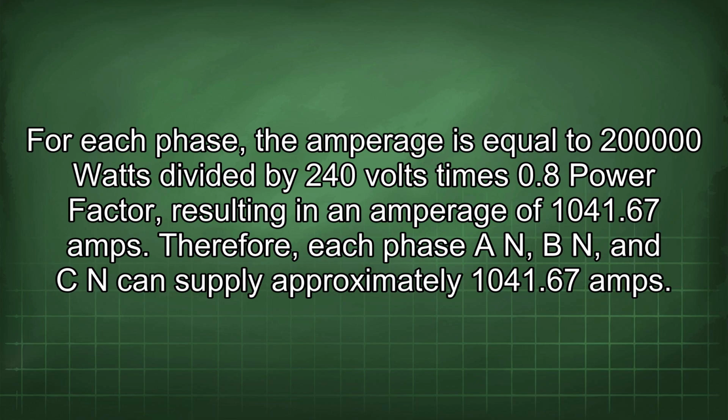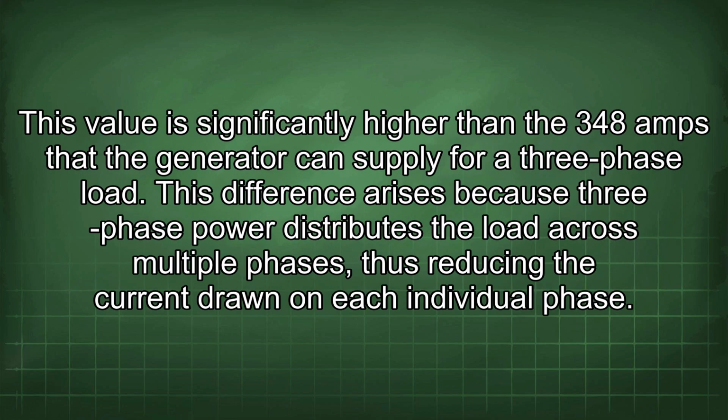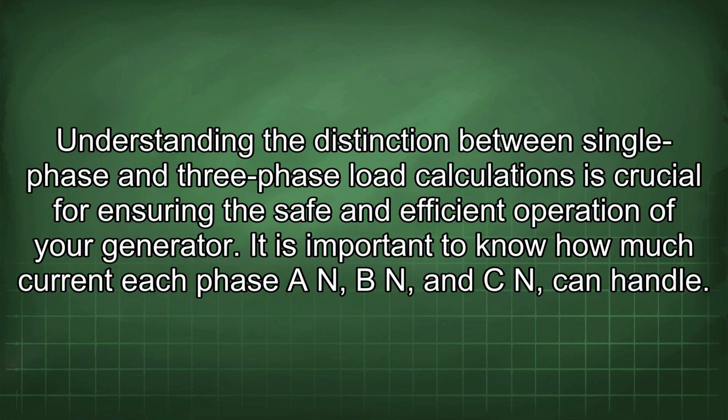1041.67 amps. This value is significantly higher than the 348 amps that the generator can supply for a three-phase load. This difference arises because three-phase power distributes the load across multiple phases, thus reducing the current drawn on each individual phase. Understanding the distinction between single-phase and three-phase load calculations is crucial for ensuring the safe and efficient operation of your generator. It is important to know how much current each phase N, Bn, and Cn can handle.